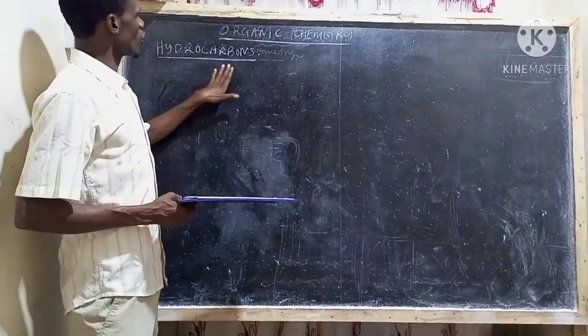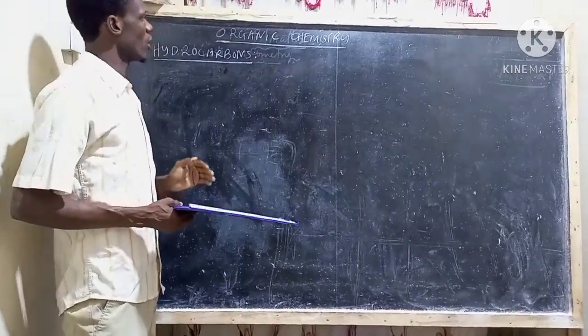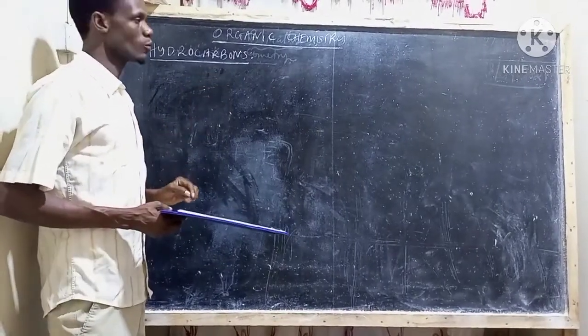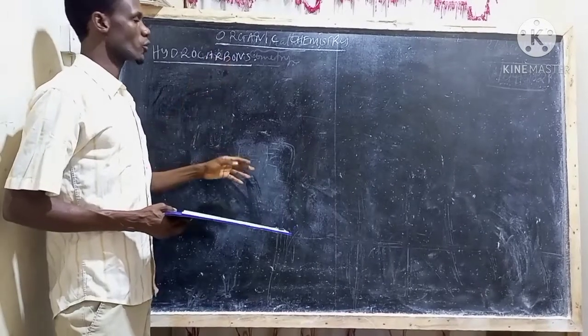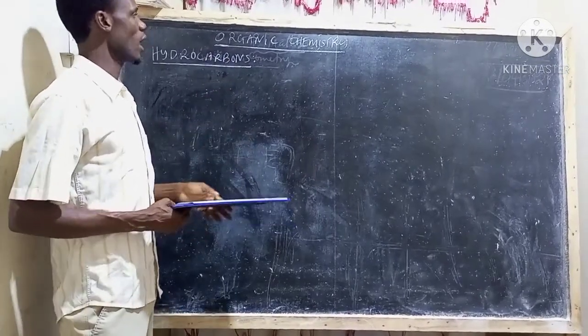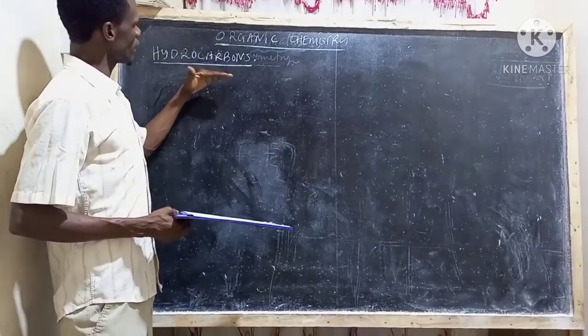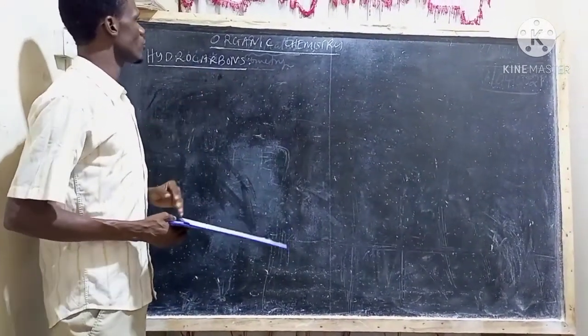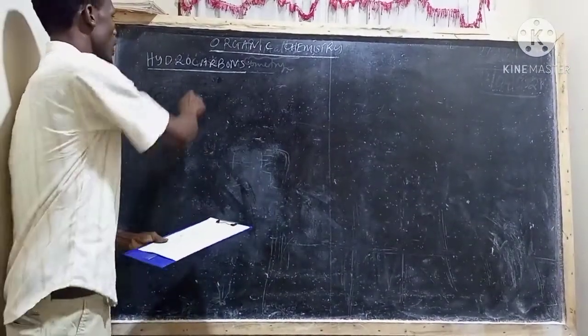For the last time, we talked about common terms in organic chemistry. We discussed molecular formula, structural formula, isomers, and so forth. Now, the other part that we want to talk about in organic chemistry, and this is very important, we call it hydrocarbons.